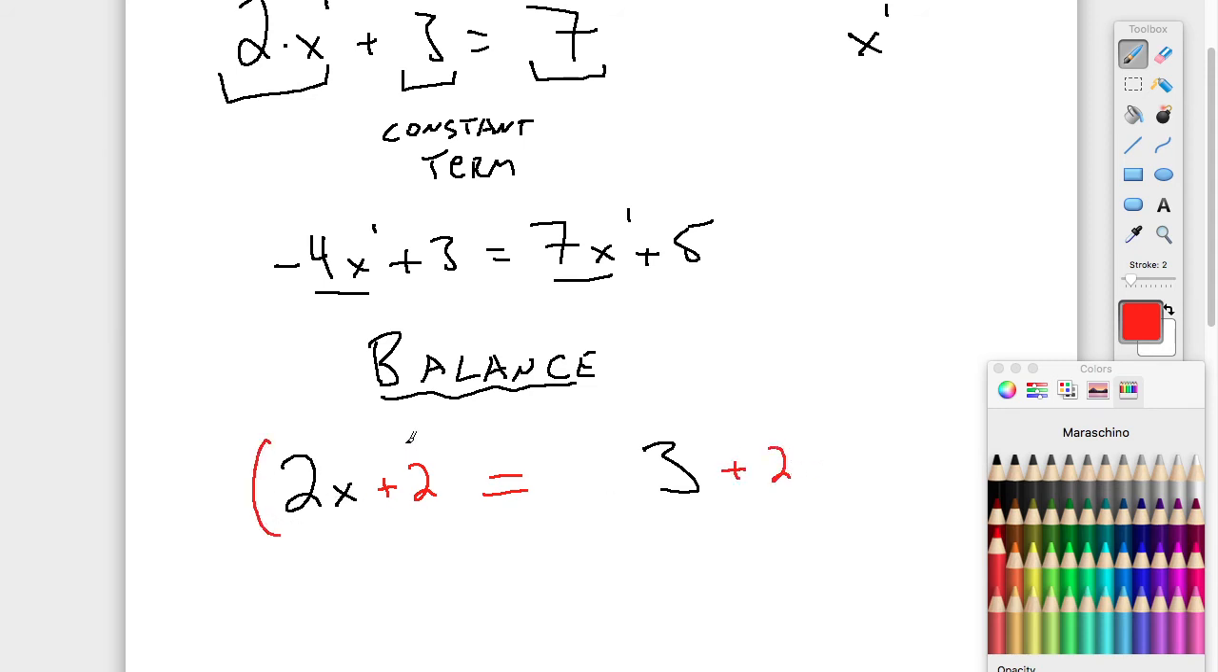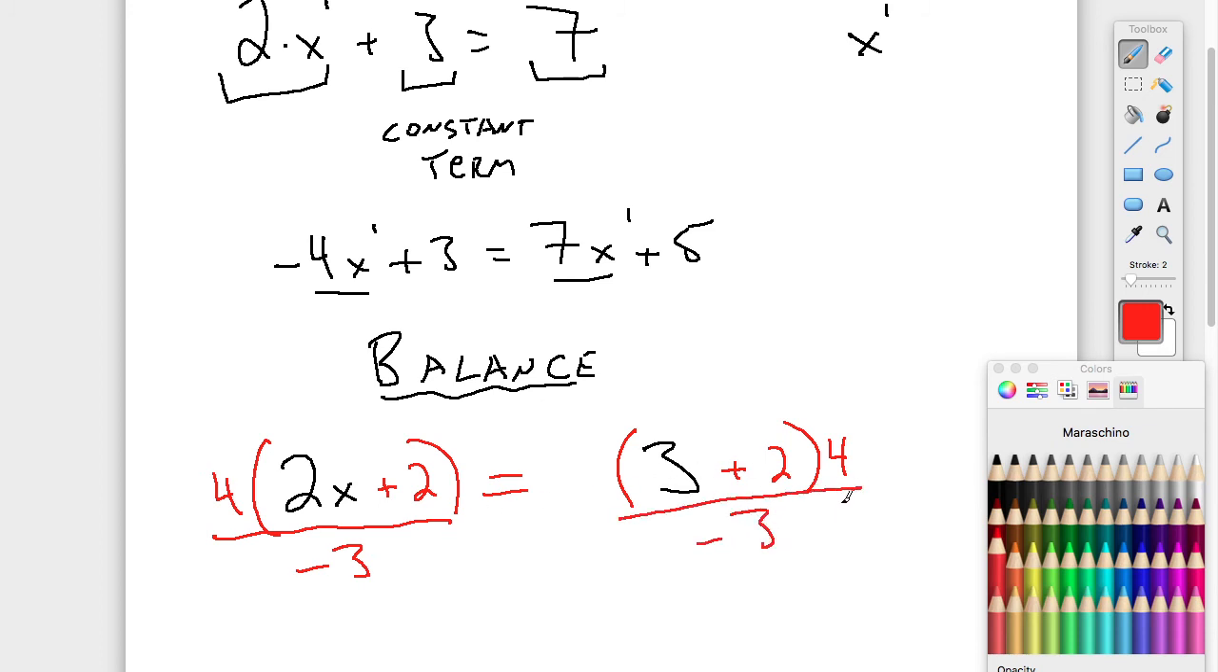If I wanted to multiply this whole side by 4, I could do that, but I would have to multiply this whole side by 4 as well. If I want to divide this whole side by negative 3, I'm allowed to do that, but I have to divide this whole side by negative 3 as well. This is what we call maintaining balance.